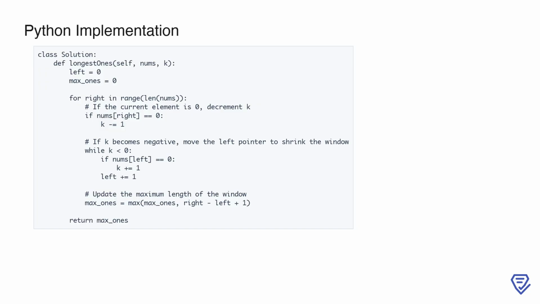This approach has a time complexity of O(n), where n is the length of the input array nums. The sliding window ensures that each element is processed at most twice, once by the right pointer and once by the left pointer.